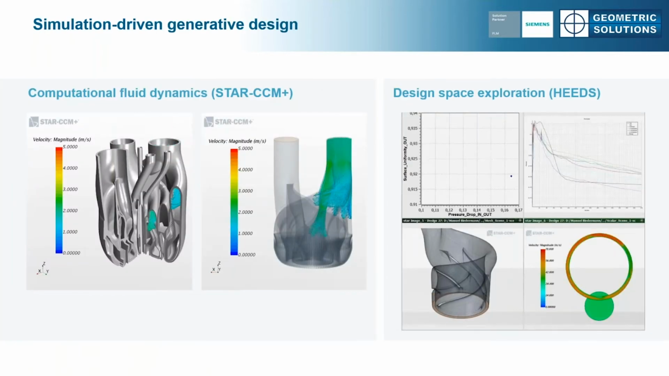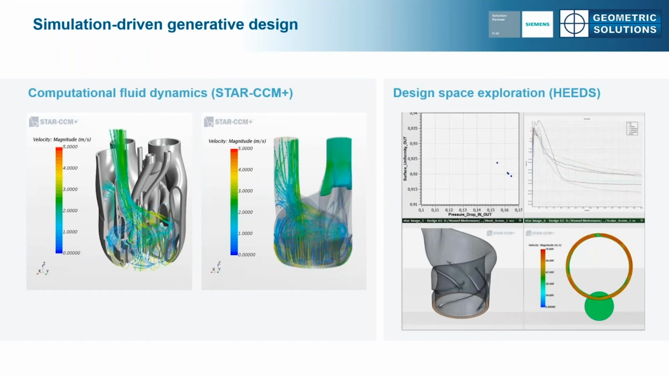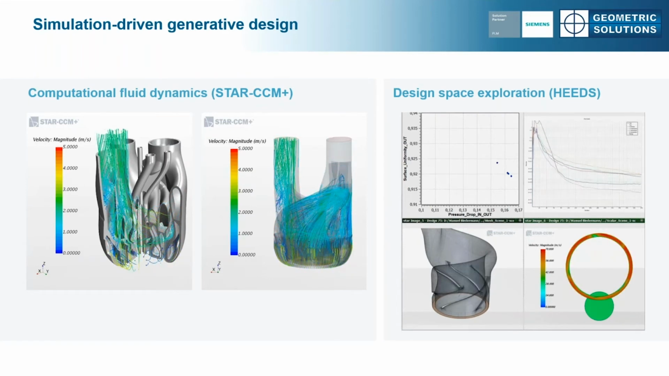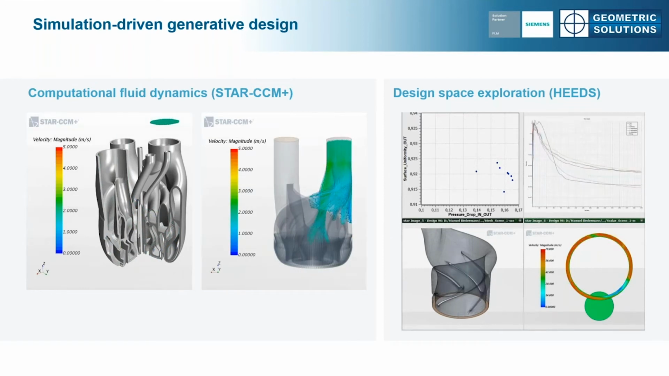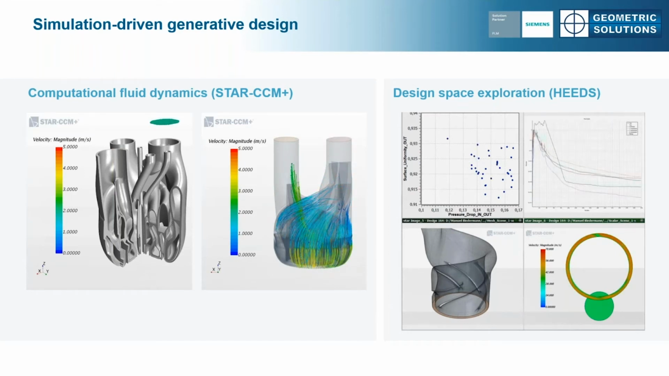And it's really incredible. The team really quickly achieved the optimal design by letting the computer do most of the work using generative design. And then they took the digital twin approach by linking that parametric model in NX to Star-CCM+ for CFD analysis, and then to HEEDS to explore the design space of possible shapes.